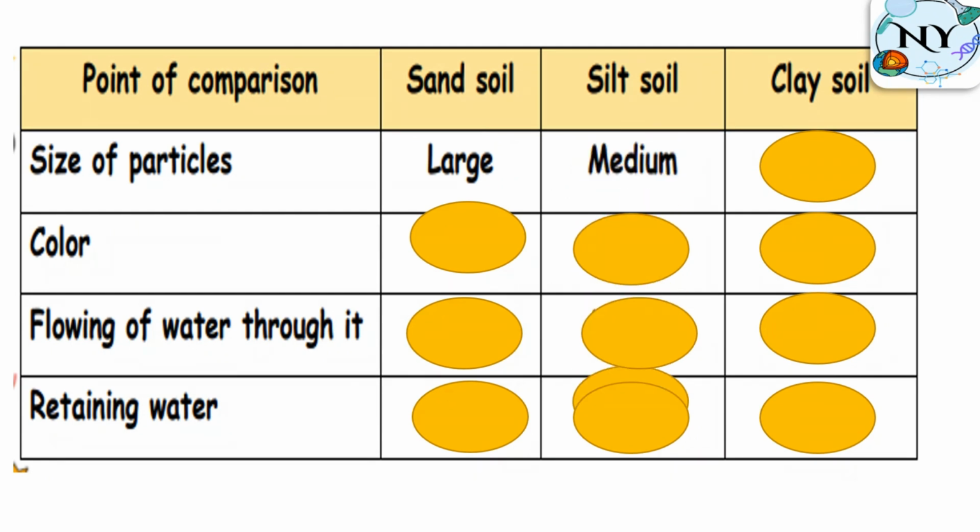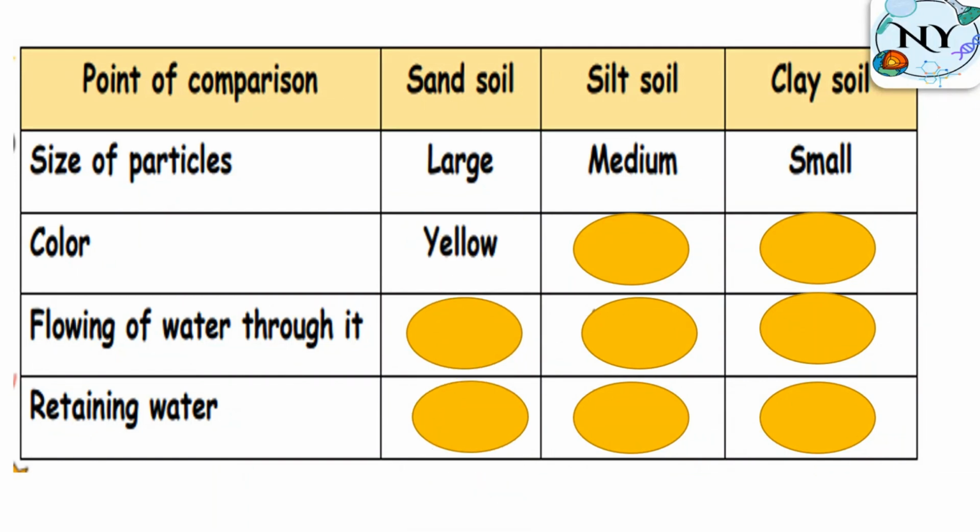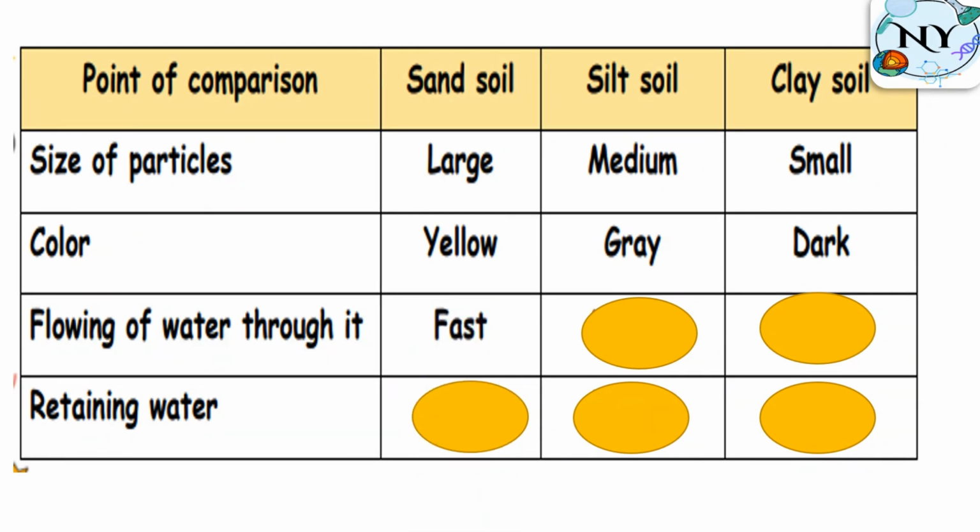طيب, what about the silt in case of size of particles? Medium, bravo. What about the clay in case of size of particles? It will be small. طيب, what about the color? We said that sand has yellow color while silt has gray color, clay has dark or black color. Flowing of water through it. Sand soil allows water to flow very fast, to flow a lot amount of water. Silt medium. متفقين هي medium في كل حاجة. Clay soil slowly.